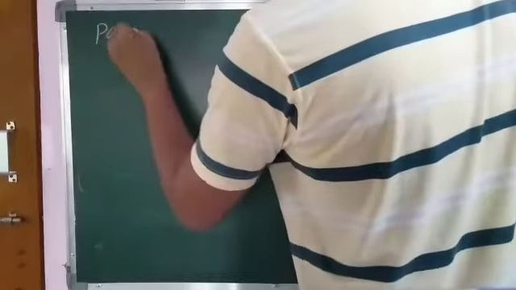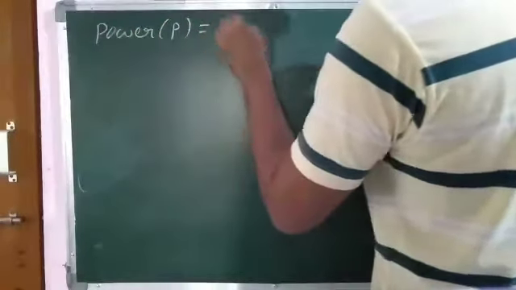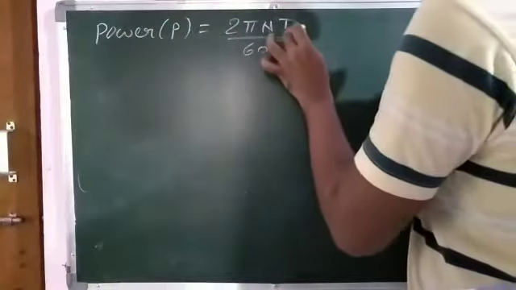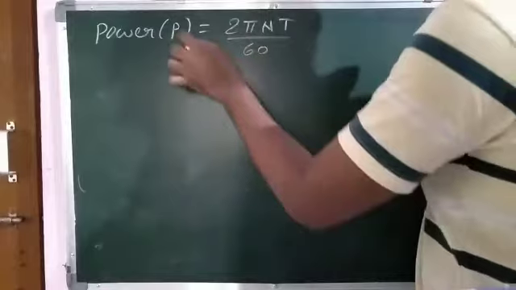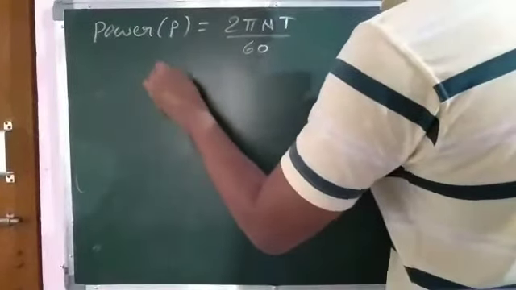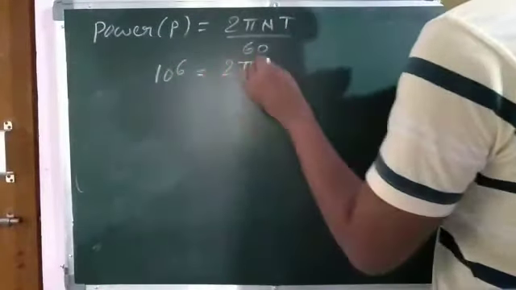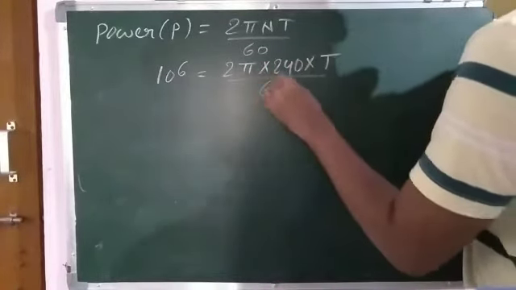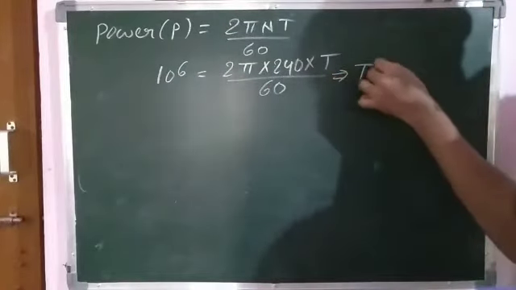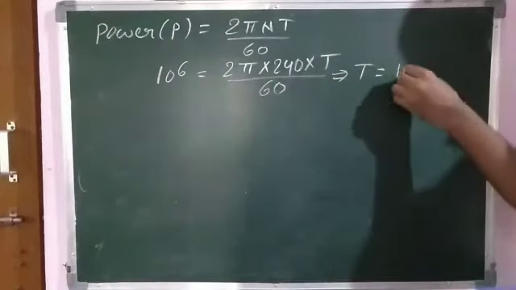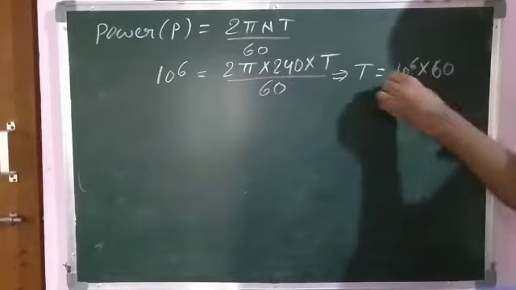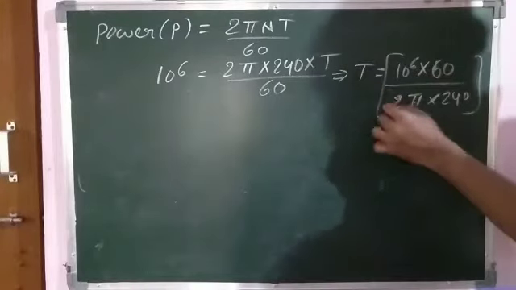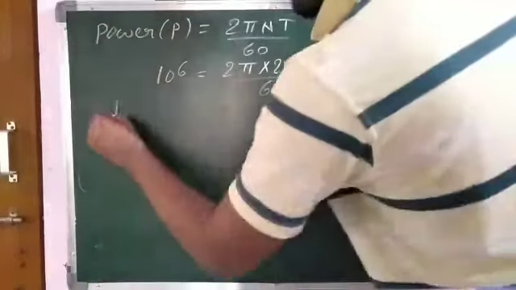What is the power? Power P is equal to 2 pi n T by 60. Here the power and speed are already given. What is the value of power? 10 power 6 watts is equal to 2 pi into speed, 240 rpm, into torque divided by 60. Using this relation we get the torque: T is equal to 10 power 6 into 60 divided by 2 pi into 240. After solving this expression, you will get the torque value.